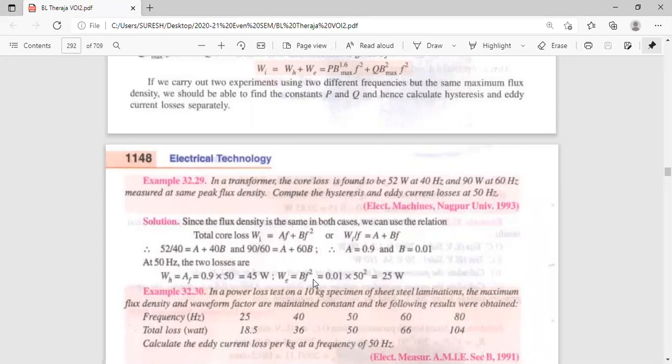Eddy current loss is B into F square. A and B are constants. We have already calculated A and B. Substitute A and B here, and take the frequency as 50 hertz. A is 0.9, frequency is 50. Similarly, B is 0.01, frequency is 50. Here it is F square, but for hysteresis only F, A into F. Here it is B into F square. See the formula: Wi is equal to AF plus BF square. AF is hysteresis, BF square is eddy current. Calculate and you will get the hysteresis and eddy current loss. Note this down.